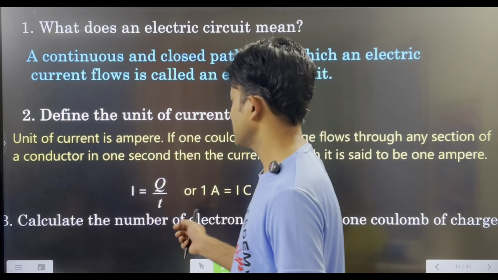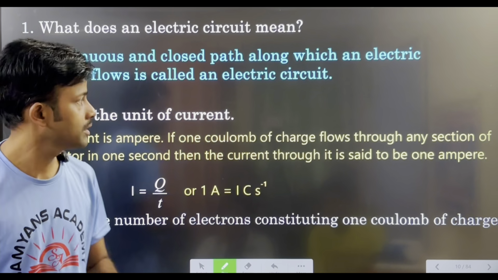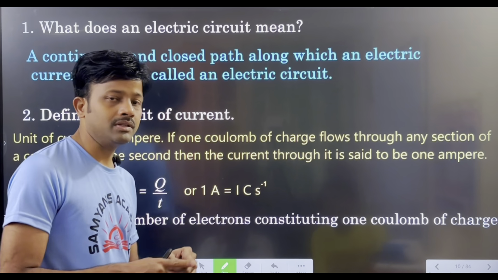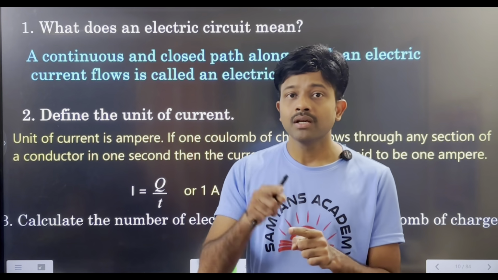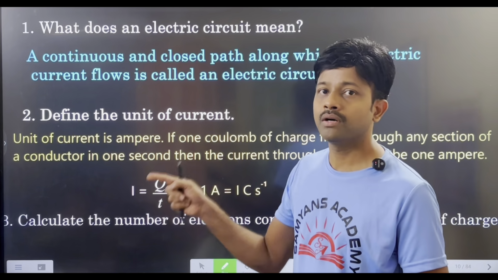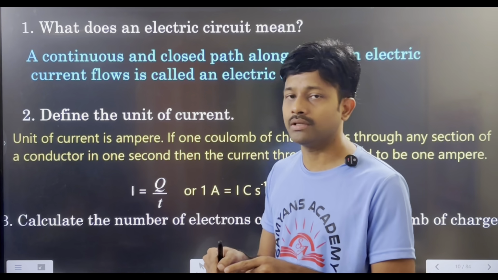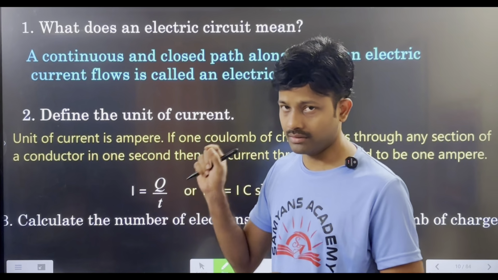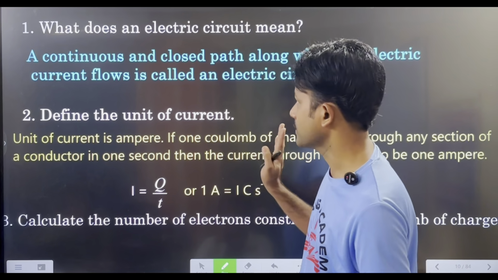Now here are some in-text questions from your textbook. What is an electric circuit? Just now we discussed it: a continuous and closed path along which an electric current flows is called an electric circuit. The electric circuit is a closed path in which the current flows continuously. Whatever you connect in that circuit, such as a bulb, ammeter, or switch key, the current flows through all those equipments.